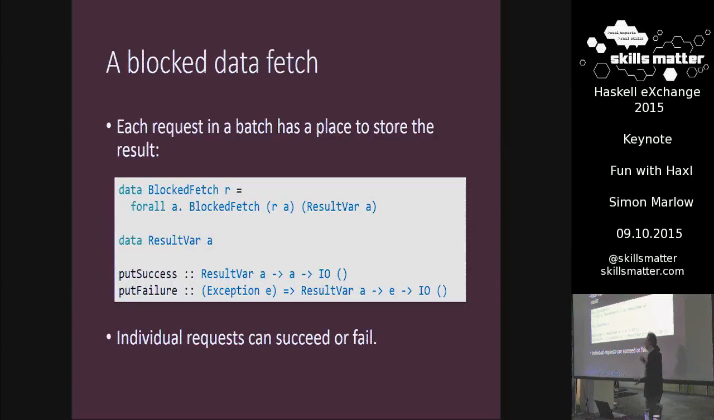The job of the data source is, for each of these blocked fetch things, to call either put success or put failure, depending on whether we got a result or we didn't, or we got an exception of some kind. So put success takes a result var, takes the result, and it's just an IO action. And put failure takes the result var and some exception type, which has to be a member of the exception class, and again, it just writes the result into that variable. Okay, make sense? Feel free to ask questions if you have any.